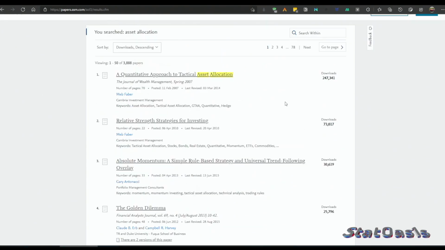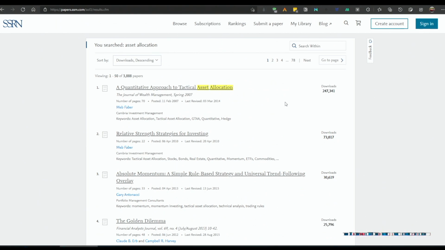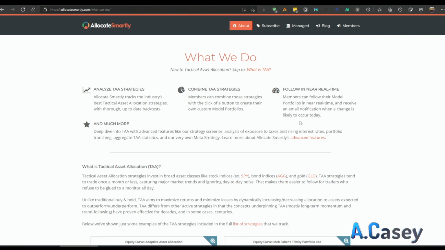So of course, it's going to be very hard for you to comb through these. So it's much better to use a tool that simplifies things for you, which is AllocateSmartly. AllocateSmartly focuses on tactical asset allocation portfolio research. And I will show you now what they do.